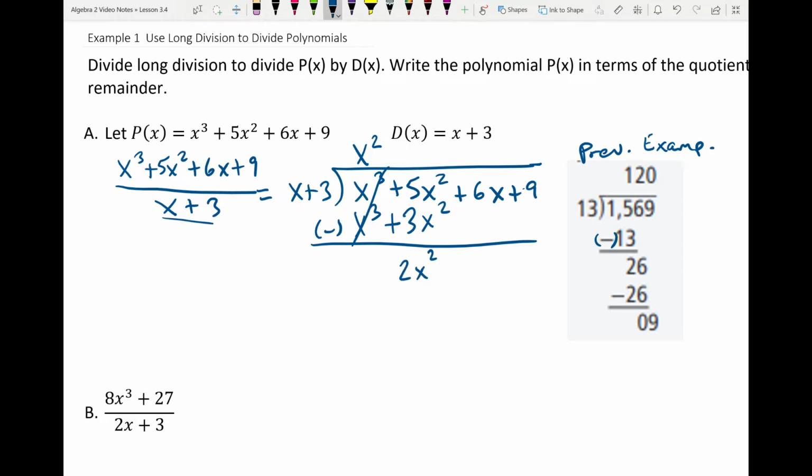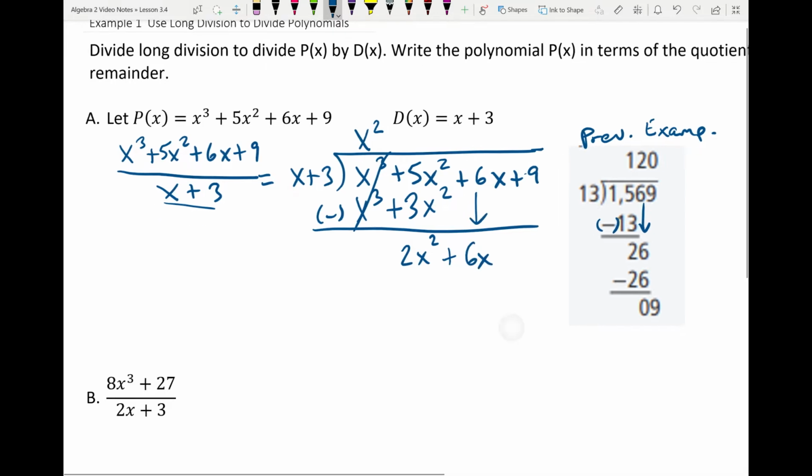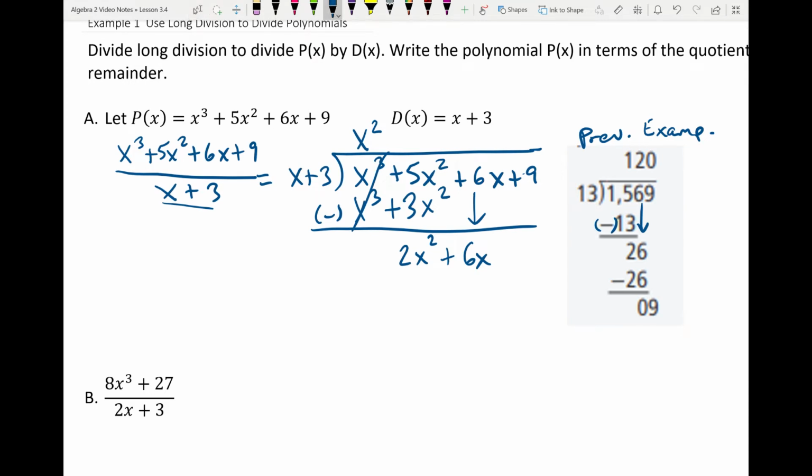All right, then what do we do next? We bring down the next term. You can see that we did that there, so we're going to do that here. Plus 6x. All right, so now how many times does x go into 2x squared? Well, there's one x missing, so we know that is going to be positive x, right? Because x times x is x squared. And I'm missing a 2 as well, right? Because 2 times 1, there's a 1 here, is 2. So x goes into 2x squared 2x times, positive.